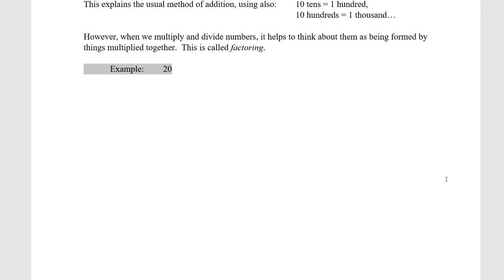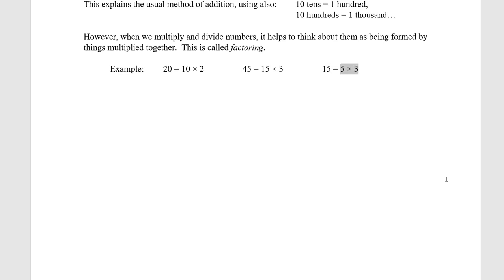For example, 20. How is 20 made by multiplying together? Well, it's 4 times 5, it's 2 times 10, it's a lot of different ways. 10 times 2, that's one of the ways of doing it. 45, many ways to do it. 9 times 5 or 15 times 3. 15, well, if we're not going to use 1, it's got to be a 5 and a 3.